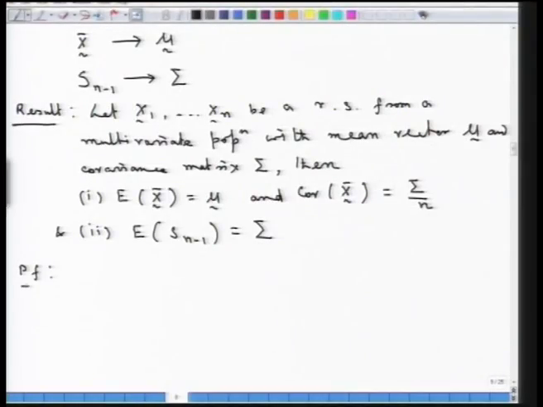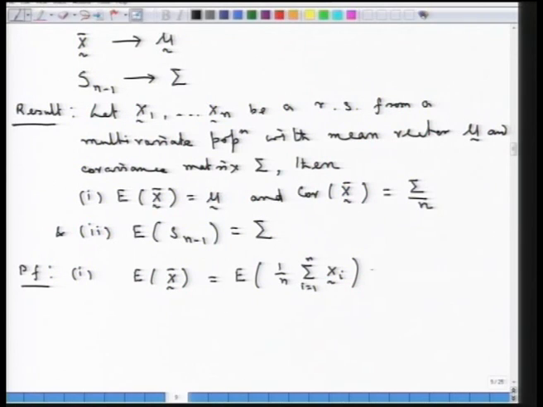Let us quickly look into the proof of this particular result. Now, in order to prove this one is quite straightforward, that expectation of this x bar is expectation of the respective components. So, it is expectation of 1 upon n x bar. Now, x bar is going to be given by this sum of xi, all these observations i equal to 1 to n.